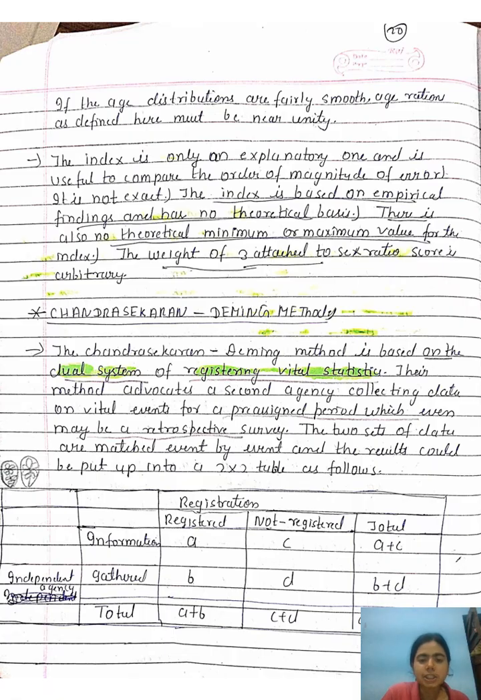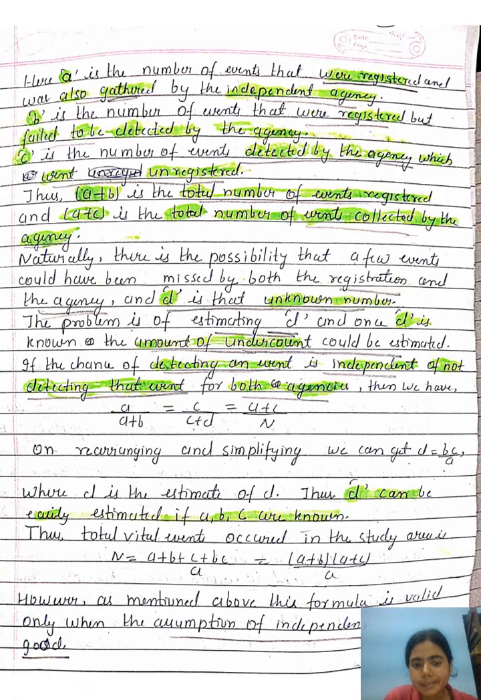So this is the Chandrasekhar Deming method. This is based on the dual system of registering vital statistics. This was also applied in SRS registration, the dual system of registering vital statistics. So this is the method by which we can calculate. You can read from here.